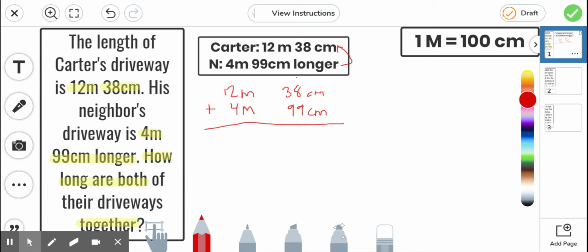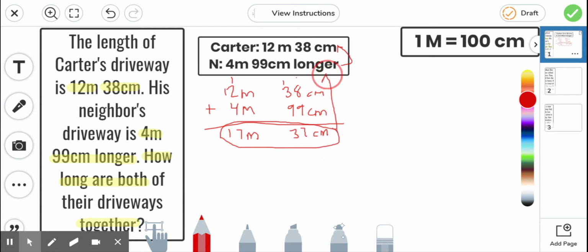We're going to start in the ones place, just like always, and we're adding together 8 plus 9. It's going to give us 17. I'm going to put down 7, and I'm going to carry 1. Now I have 9 plus 3 plus 1. What are we going to get? 13. So I'm going to put down 3, and I'm going to carry 1. Now I have 4 plus 2 plus 1. 7. Then I have this 1 plus nothing is 1. So this is going to be 17 meters and 37 centimeters. All right, so this is the real length of the neighbor's driveway.